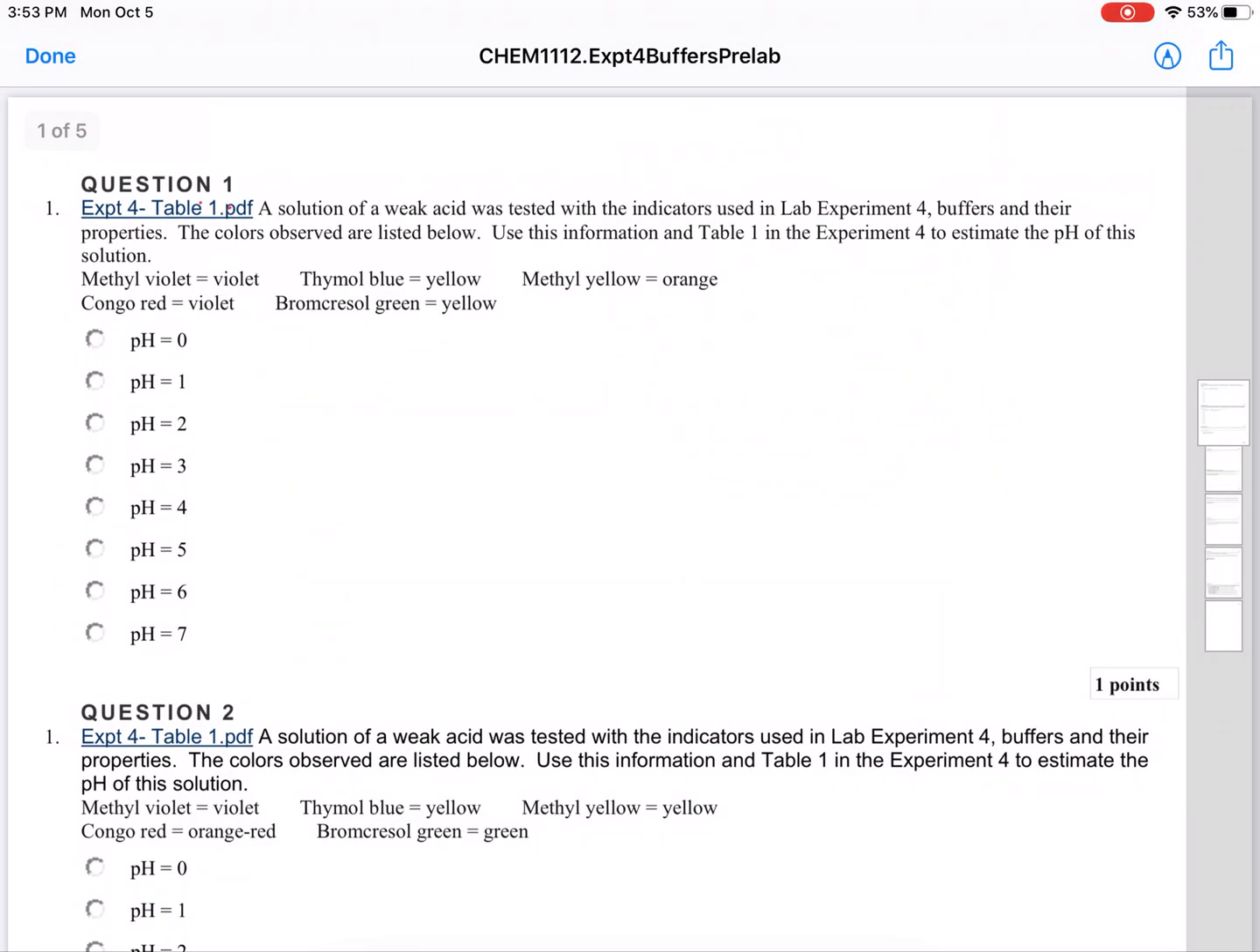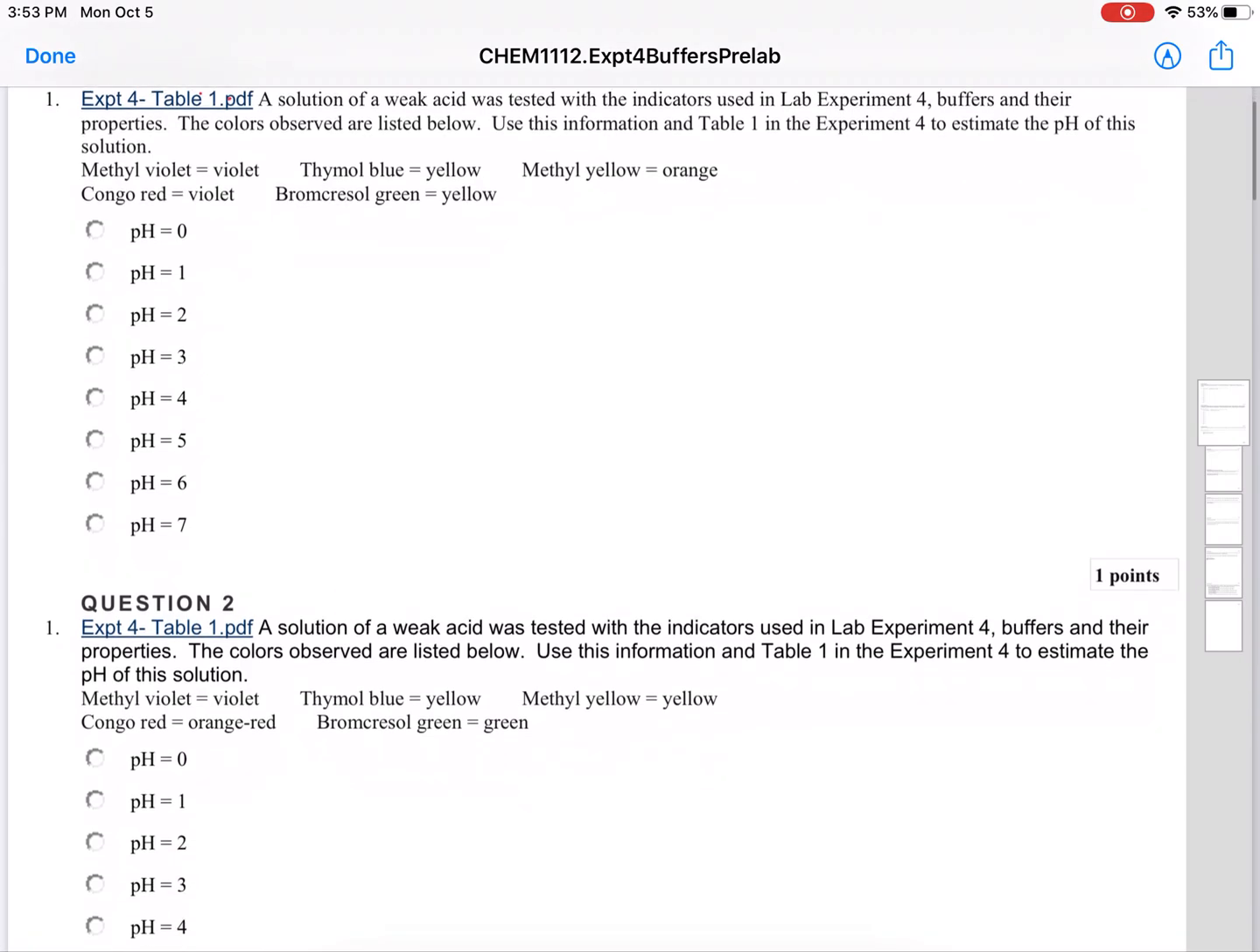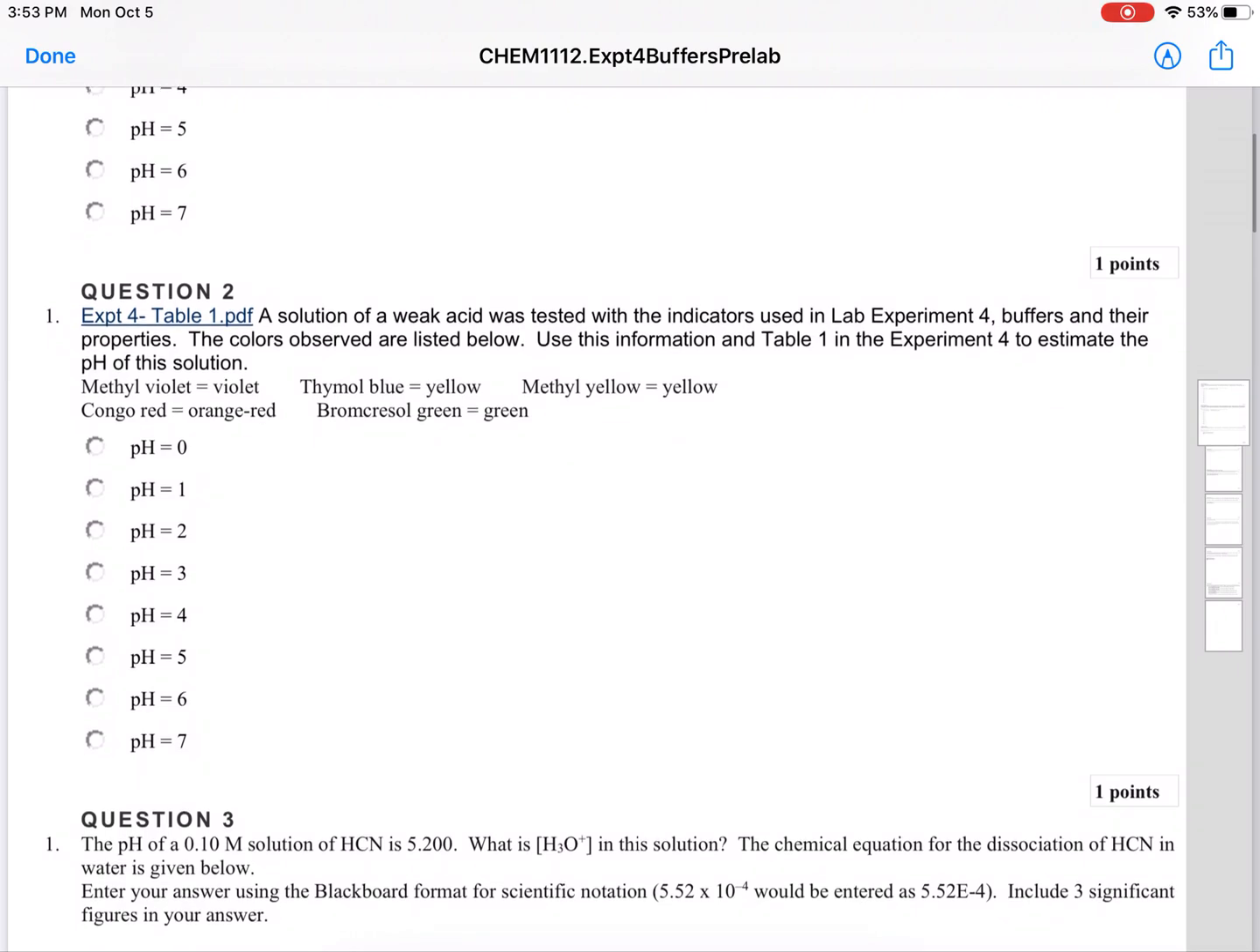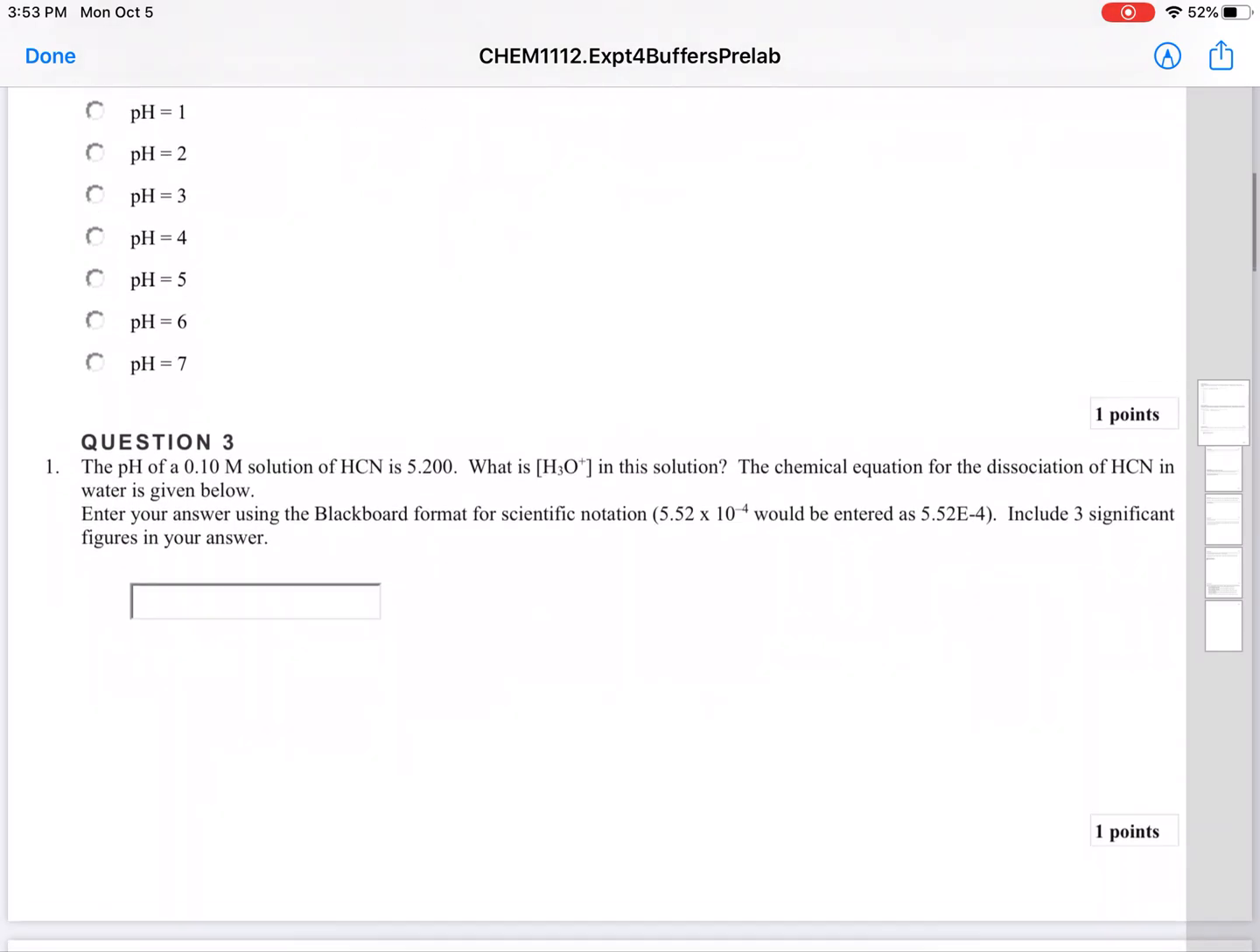So similarly, now I did the first question with you. I believe it's going to be pH 3. And similarly, you can do the second one. Same thing, a solution of a weak acid was tested with the indicators used in experiment 4, buffers and their properties, and Table 1 is also given here, which is the same table. With that information and also the colors that are given, you can find out what the pH of the solution is. So I'm going to leave it for you to figure that out.